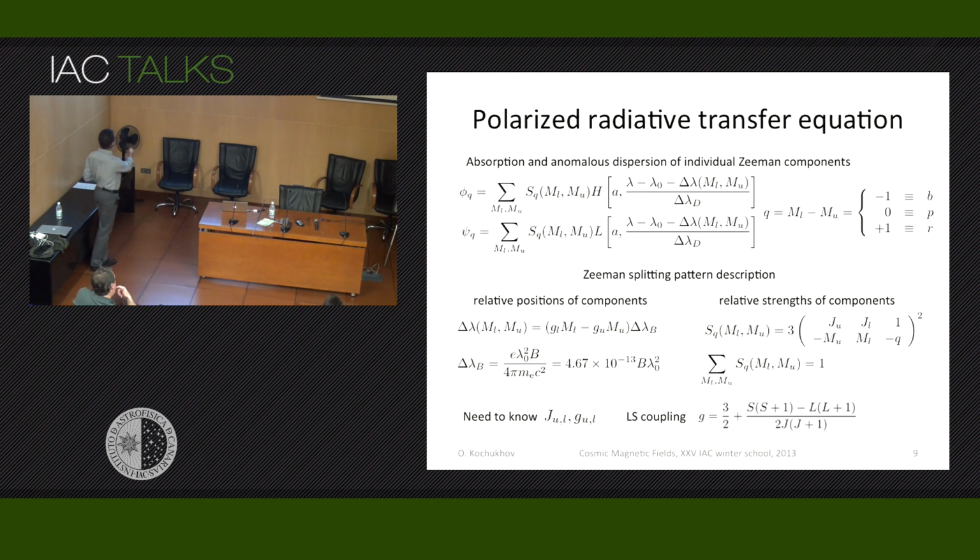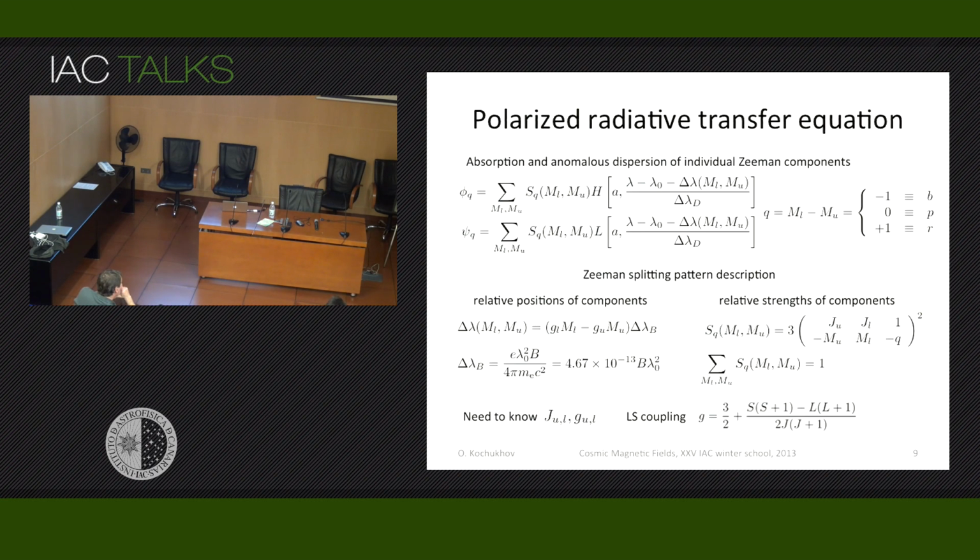And then we have relative positions of the components, which are given like this, where G is the so-called lambda factor of the upper and lower level, and M is this magnetic quantum number. And delta lambda B, which I introduce here, is given actually by this. So it's actually a constant multiplied by the field multiplied by the central wavelength. And this constant is given assuming that we measure field in Gauss and wavelength in angstroms.